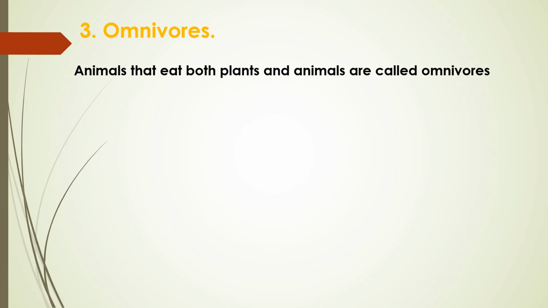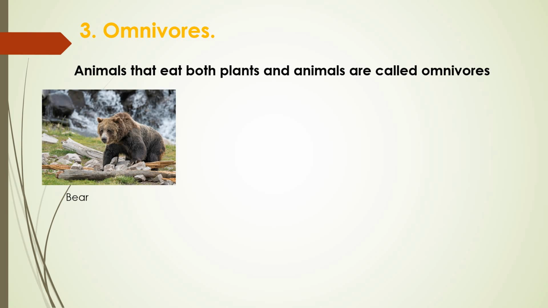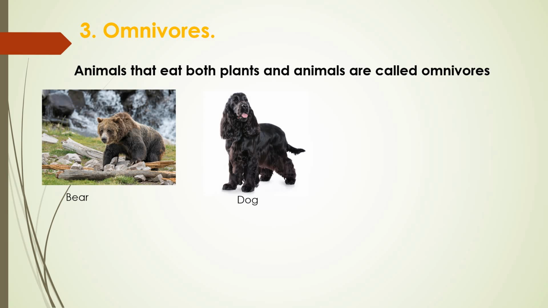Animals that eat both plants and animals are called omnivores. So these are the type of animals which can eat anything around us. They can eat plants also, and they can eat animals also, other animals. Some of the examples of omnivores can be again bear. Bear can eat both plants and animals.